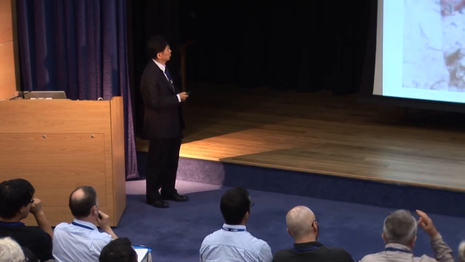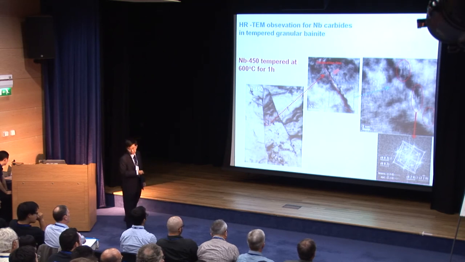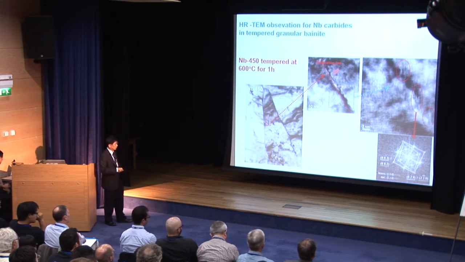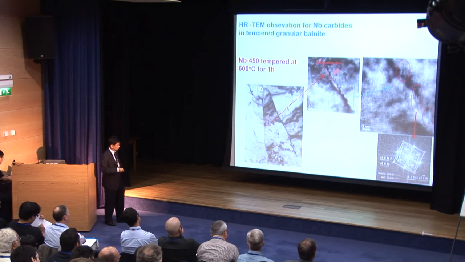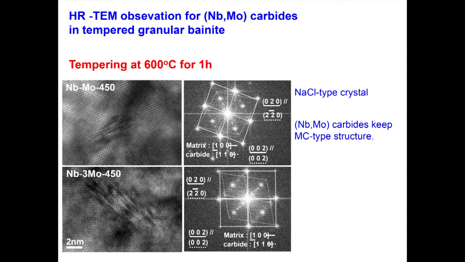And also we use high resolution TEM to observe the carbide, and we can see the carbide always precipitates on the dislocation, and it's very, very tiny. And the carbide is always with the MC structure. And this is the Baker and Nutting orientation relationship. And also for the niobium-moly steel, we can see the MC carbide and the Baker and Nutting orientation relationship.